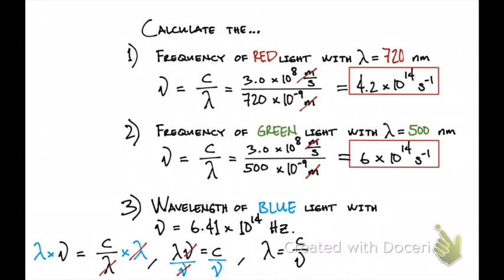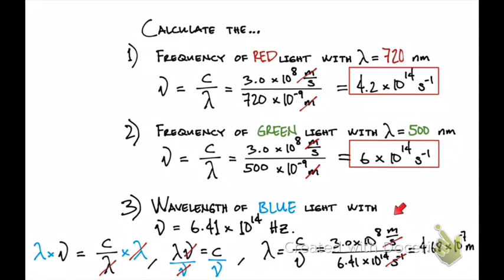And now we have an equation for lambda, which is the wavelength. So we can plug in the numbers. The speed of light, again, is 3 times 10 to the 8th power divided by the given frequency here. And that gives us 4.68 times 10 to the negative 7 meters. Okay, so take note of the unit here. It's in meters because the seconds cancel each other out, and you're left with the unit meter.